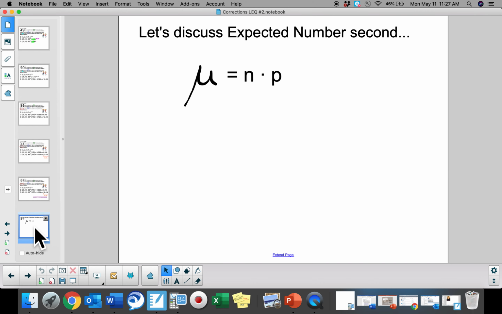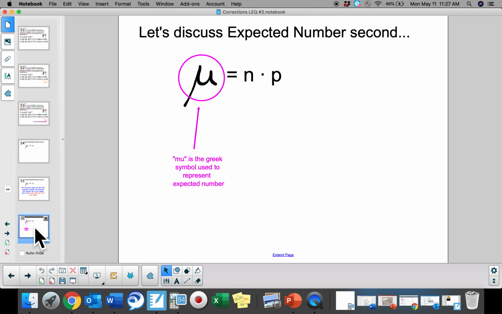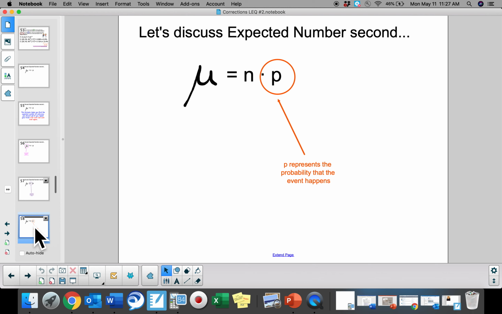All right, let's discuss expected number last. This formula helps you find the expected number of outcomes you should get if you repeat your trials over and over and over again. The mu is the Greek symbol used to represent expected number. The n represents the total number of trials that's done in the problem. The p represents the probability that the event happens, whatever that event is.